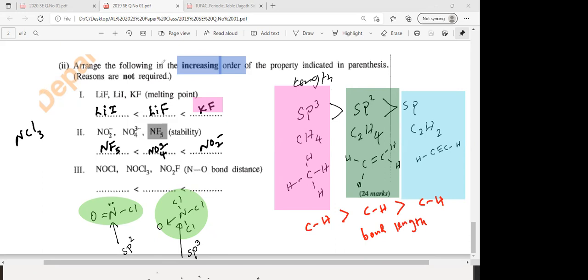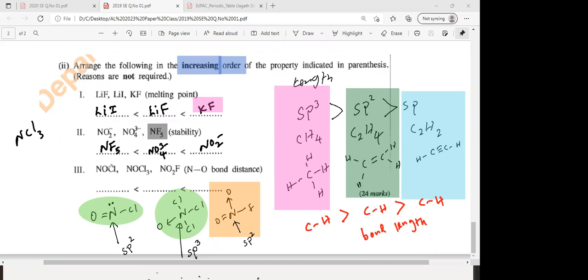So same scenario here. NOCl3 is sp3. So I'll draw here what NO2F is. I erased that, so I'll draw it again here. NO2F, like this. So this is sp2, no? sp2. There are 3 repulsion units, so VSEPR.